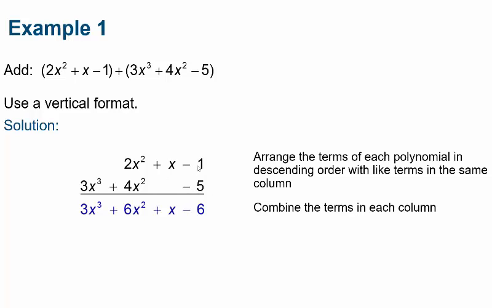Then you perform the operation on the terms in the columns. I just bring down the 3x cubed. Now 2x squared plus 4x squared gets me 6x squared. The x comes down. And then minus 1 minus 5 gets me minus 6. And that's it.